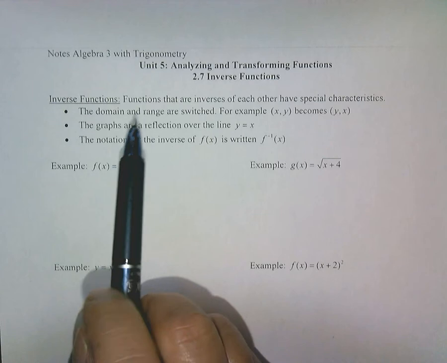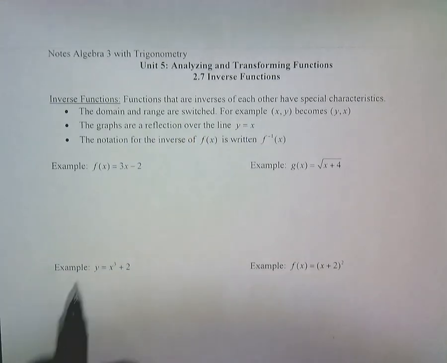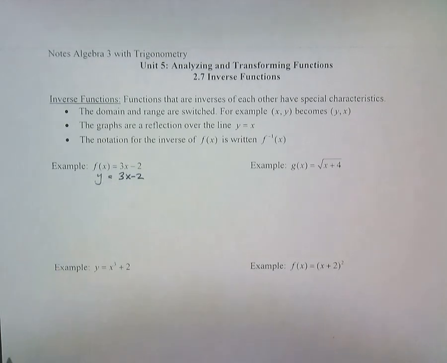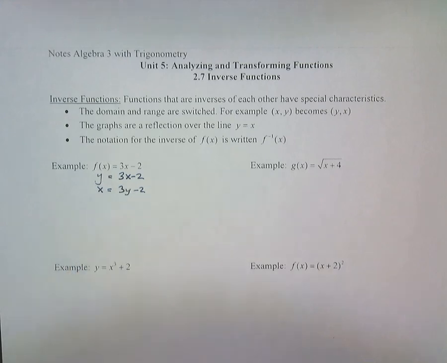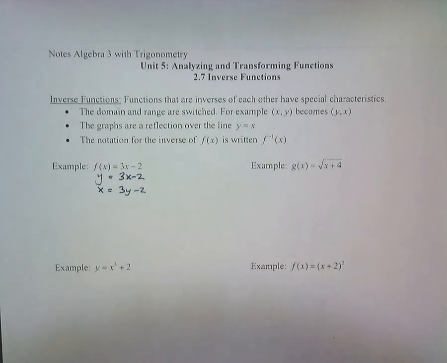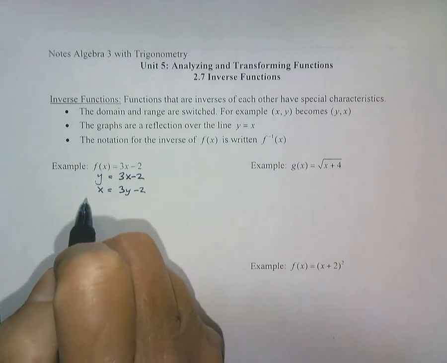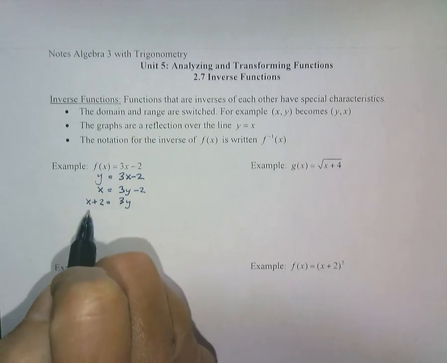So we talked about domain and range being switched. So we're going to switch x and y. So this first example, I have y equals 3x minus 2. If I switch x and y, I get x equals 3y minus 2. Don't make it any harder, just switch x and y. But now I'm going to solve for y. So I have to add 2 to both sides. And I'm going to divide by 3.